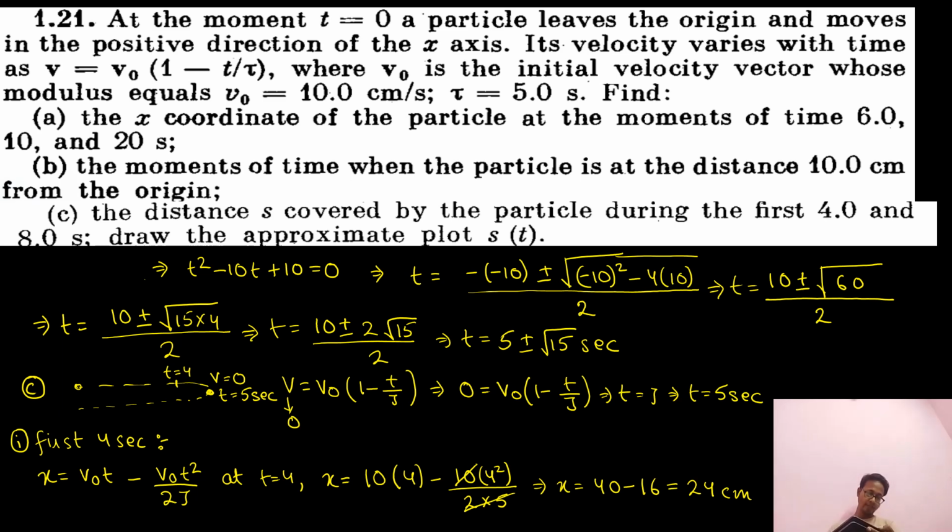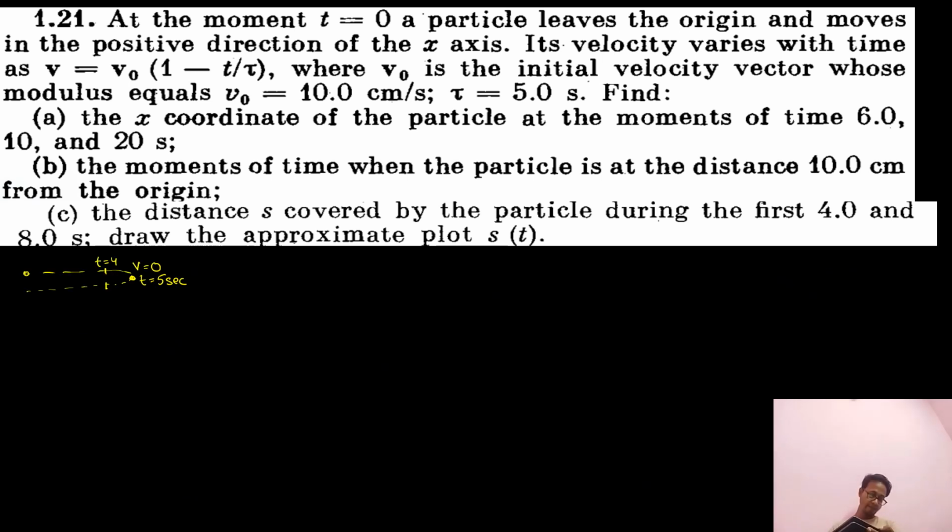At t is equals to 5, it is some centimeter, and at t is equals to 6, the displacement was again 24 centimeter. And at t is equals to 8, what is the displacement? Acha. To find out the distance at t is equals to 8, I'm applying a trick out here.